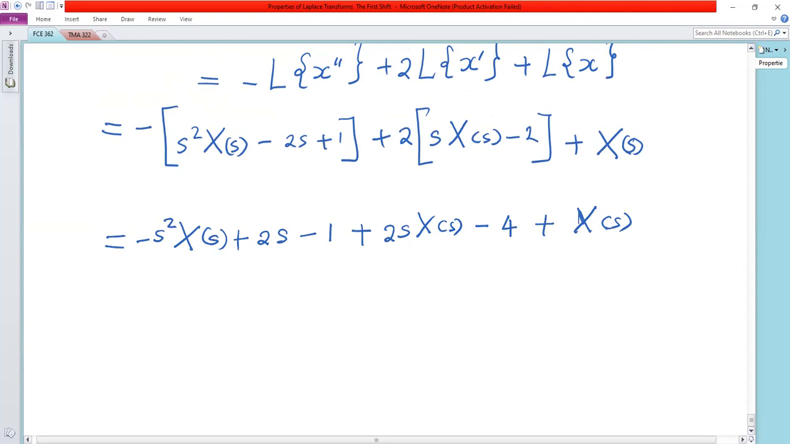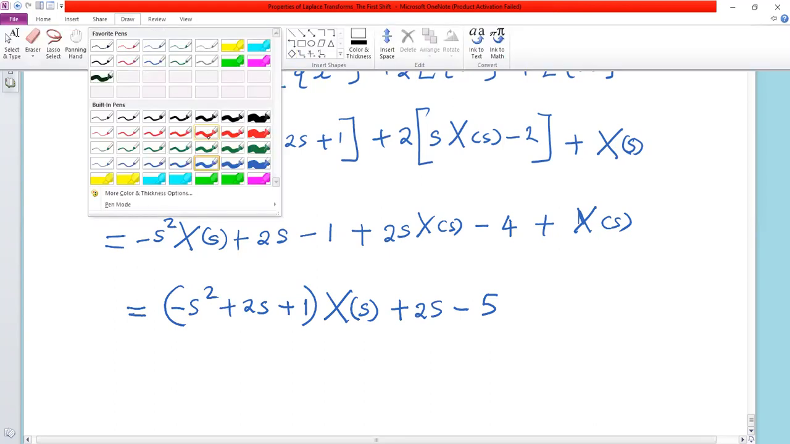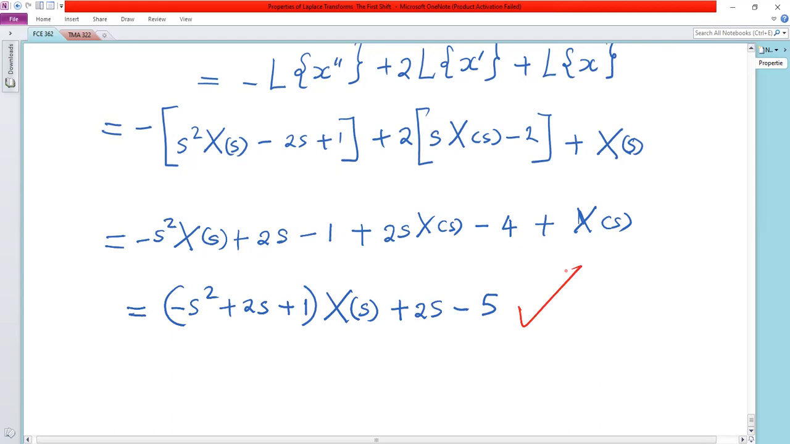Now we are going to collect terms with capital X of s. So negative s squared plus 2s, plus the coefficient of this one, which is 1, times capital X of s, and then plus 2s minus 1 minus 4, which is minus 5. So this will be the final solution for the given problem. Thank you.